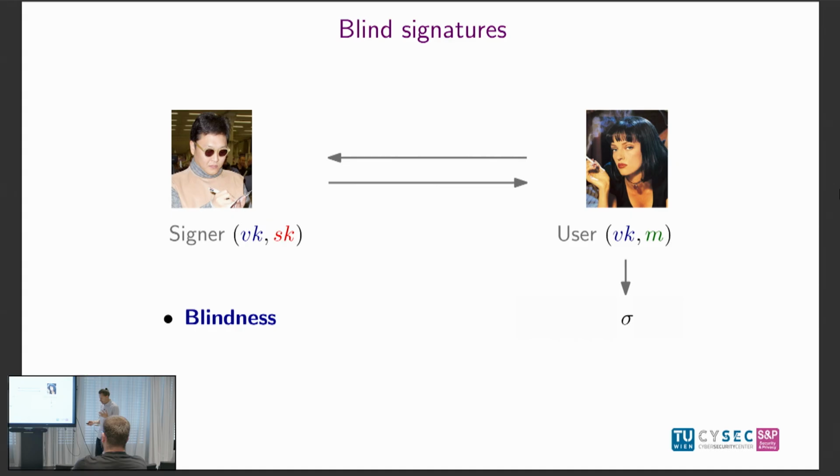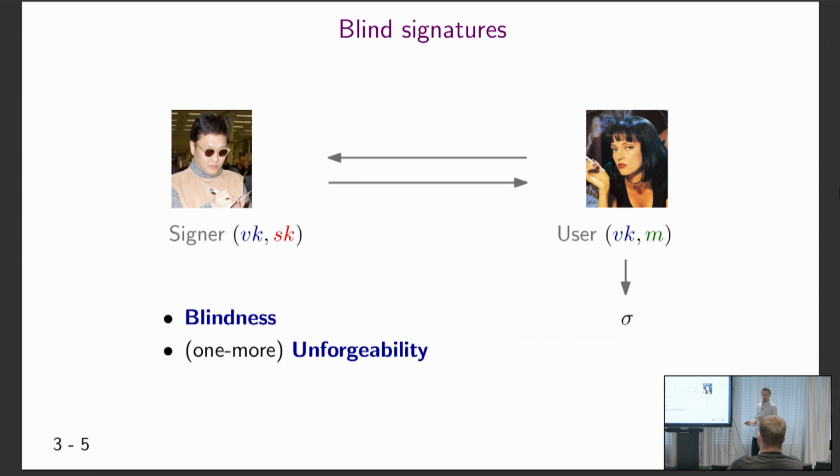On the other hand, we want some guarantees for the signer, which is captured as one-more unforgeability, meaning that if the signer runs this signing protocol n times, then he's guaranteed that there won't be more than n signatures. And that's called one-more unforgeability. You can't have more signatures than you asked for during these signing protocols.